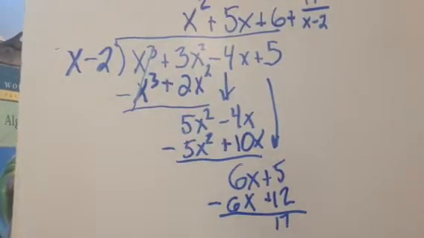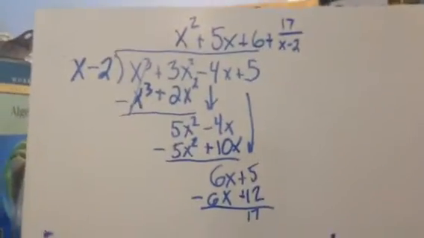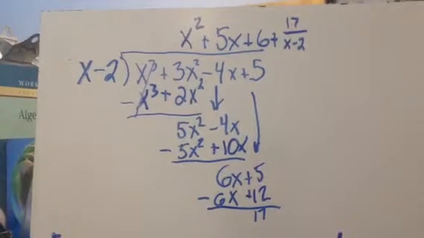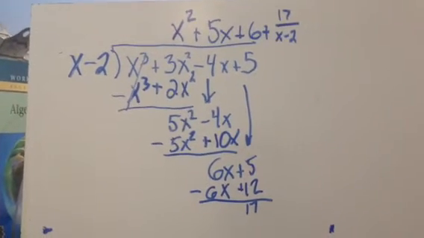Okay, so your final answer is x squared plus 5x plus 6 plus 17 over x minus 2.